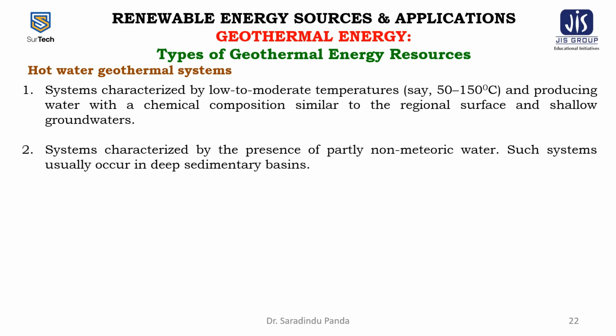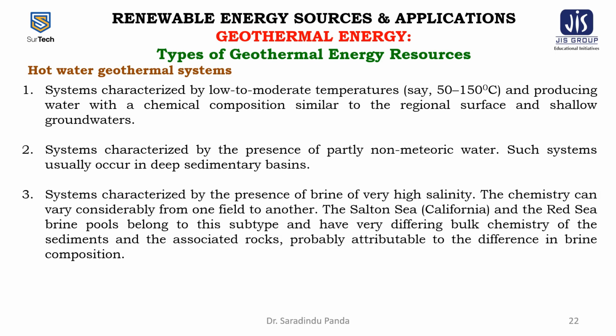The second subtype is the systems characterized by the presence of partly non-meteoric water. Such systems usually occur in deep sedimentary basins. The third one is the systems characterized by the presence of brine of very high salinity. The chemistry can vary considerably from one field to another. The Salton Sea, California, and the Red Sea brine pools belong to this subtype and have very differing bulk chemistry of the sediments and the associated rocks, probably attributable to the difference in brine composition.